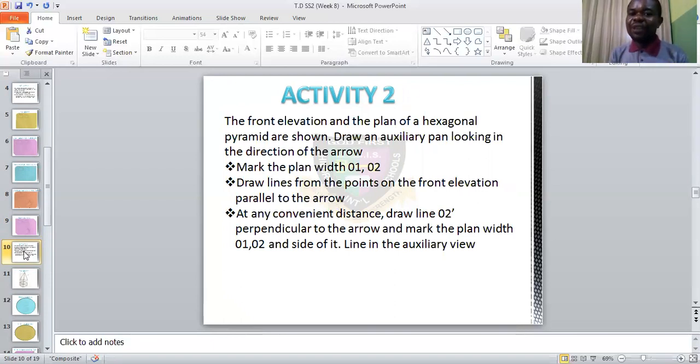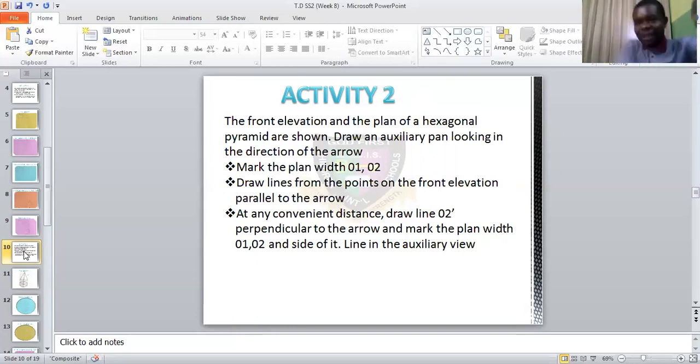The front elevation and the plan of the hexagonal pyramid are shown. Draw an auxiliary plan looking in the direction of the arrow. There's always an arrow. The front elevation is given and the plan is given. You are asked to draw the auxiliary plan in the direction of the arrow. Almost the same way, you mark the plan with O1, O2. Then draw lines from the points of the front elevation parallel to the arrow. That is what we have done before.